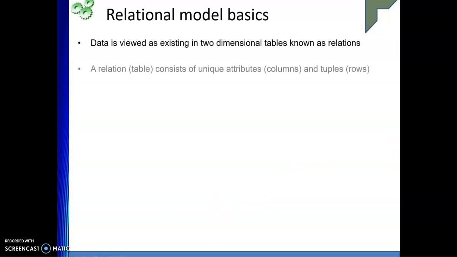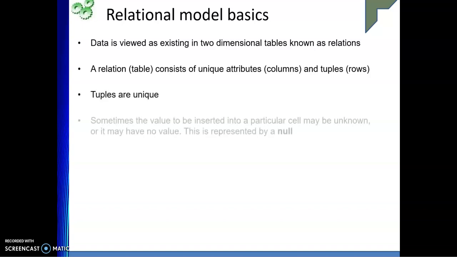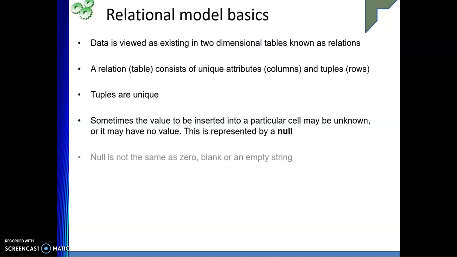Data is viewed as a two-dimensional table, and that two-dimensional table is called a relation. A relation consists of unique attributes, the columns, and tuples, the rows. Tuples are unique, as we have seen. Sometimes the value to be inserted into a particular cell may not be known, so we simply say it is null. Please understand, null is different from zero, and null is not the same as zero, blank or empty space. That is something you have to remember.